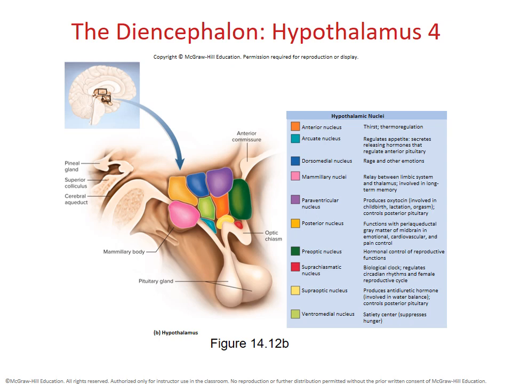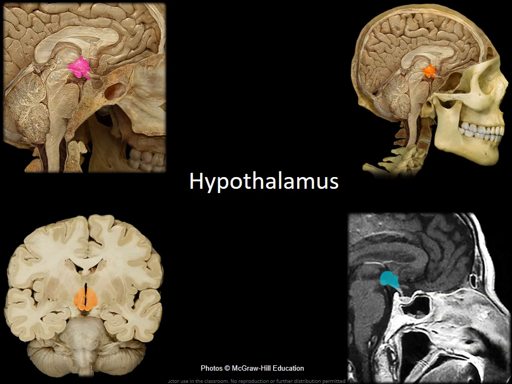And here we see the hypothalamus, and again the variety of nuclei that it contains in order to perform all these different functions that we just talked about. A view of the location of the hypothalamus on a photograph.